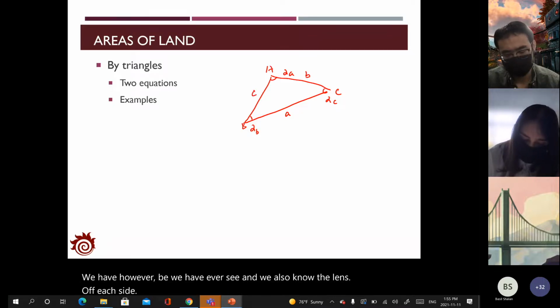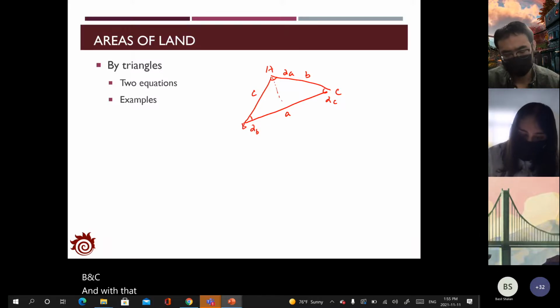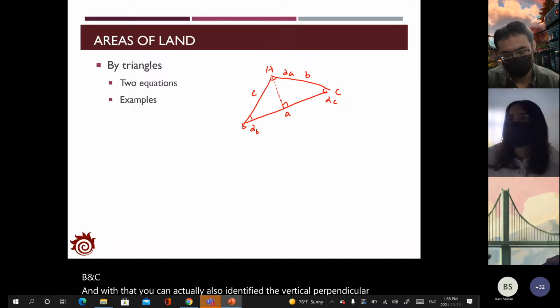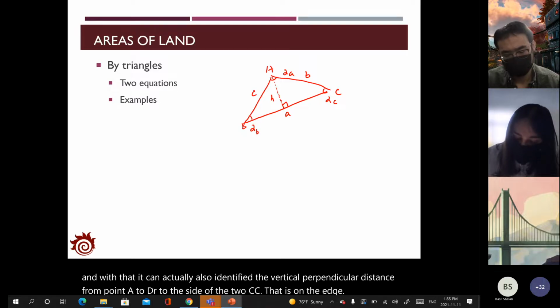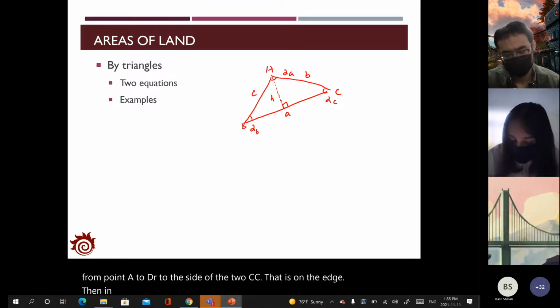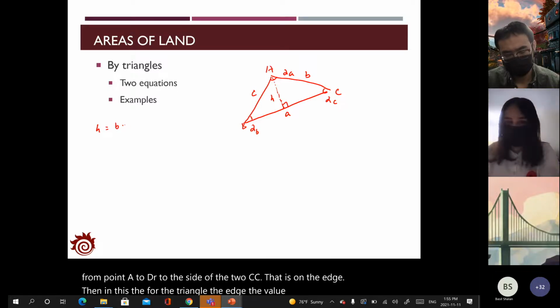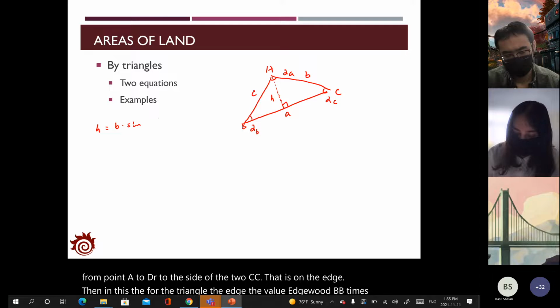B and C. And with that, you can actually also identify the vertical perpendicular distance from point A to the side of B to C. Say that this one is H. Then for the triangle, the value of H would be B times sine alpha C.